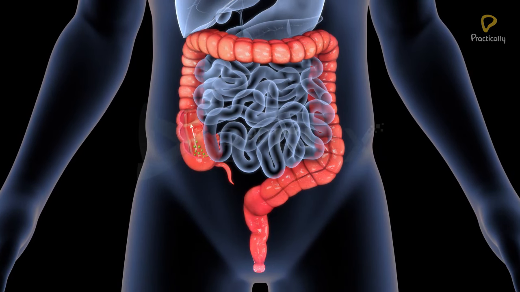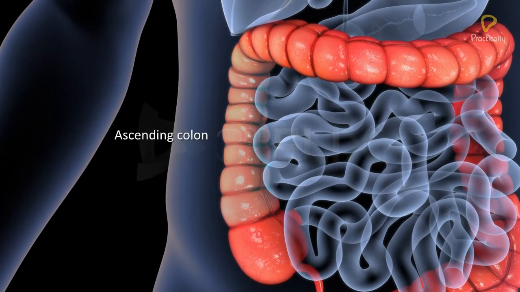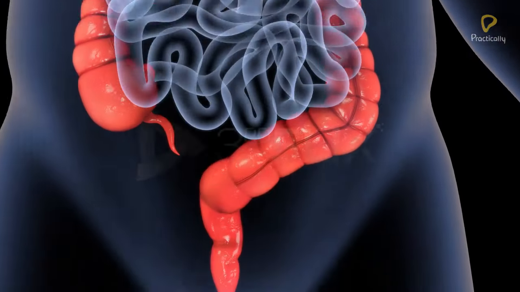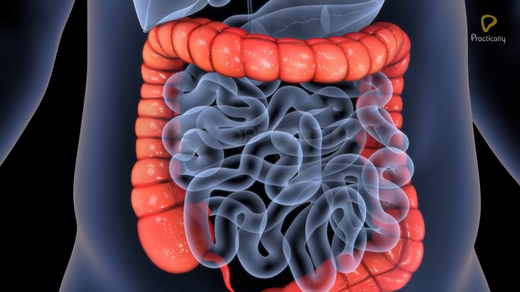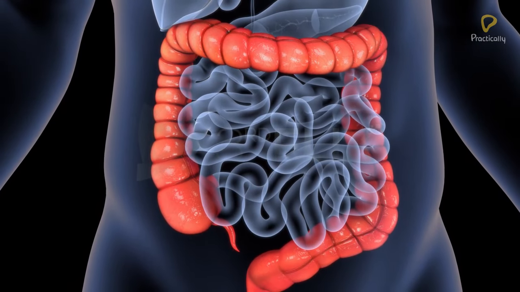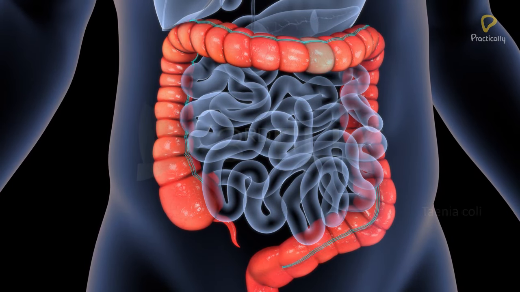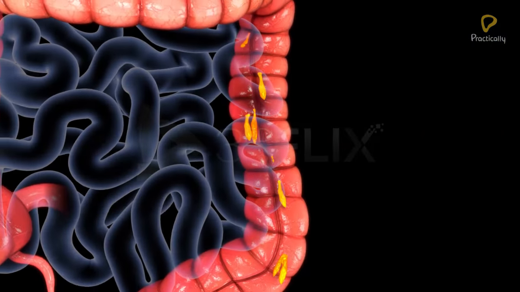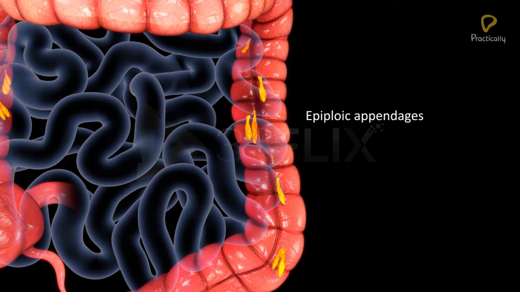The cecum opens into the colon. The colon is divided into the ascending colon, transverse colon, descending colon, and sigmoid colon. The ascending colon is the shortest part of the colon and is without mesentery. The colon has three longitudinal muscle bands called taeniae coli and a series of numerous small pouches called haustra. Small, fat-filled projections called epiploic appendages are present on the surface of the colon.